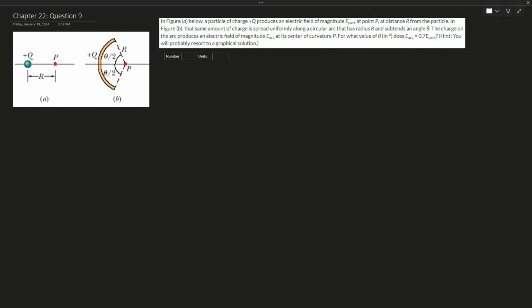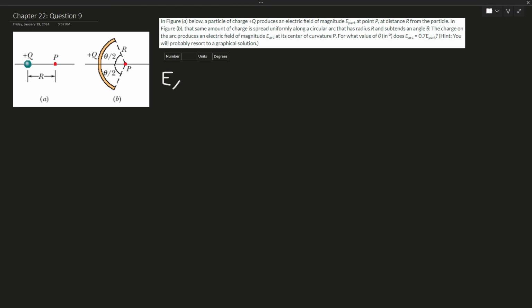Hint: you will probably resort to a graphical solution, which is actually useful as we do resort to a graphical solution. But first things first, we can only answer one of these problems. It only gave us the units. The units are in degrees, so that's half the points right there. But first, I have to explain what this problem is actually asking for.